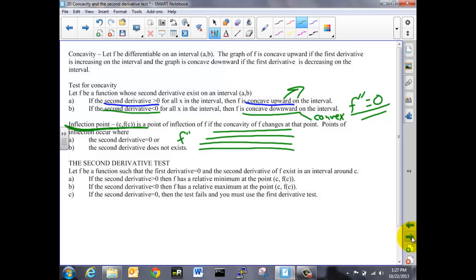Concave upward, it will hold water. It's pointed up. That's a good way to think. Concave up means just point it up. Concave down means just point it down. The ends are pointed down, okay? Concave up will hold water. Concave down will not hold water. Okay?